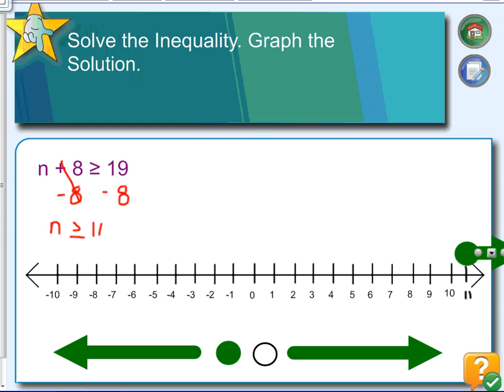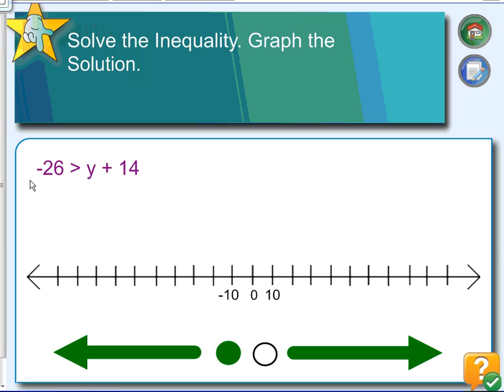All right, we're going to do one more example. So we have negative 26 is greater than y plus 14. Just like before, we're going to subtract 14 from both sides because we want our y alone. So my 14s would go away, and I am left with y is less than negative 26 minus 14. If we leave, change, opposite because it is a subtraction problem with negatives, we would then get negative 40.